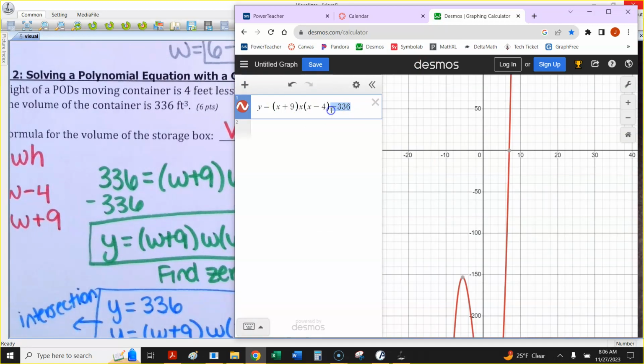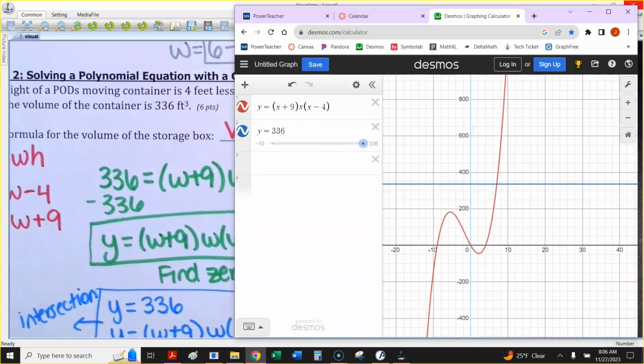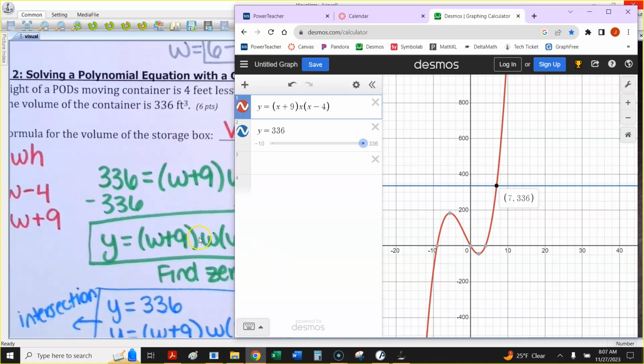So in that case, I would just do my volume formula, and then I would just do y equals 336. And I'm going to have to move this graph a little bit because 336 is going to be a little bit higher than what I had on the screen. And then you'd find the intersection point. And then again, the x-coordinate there is 7, so it's the same answer. It's just a little different way to do it. And in that case, that shows you that the volume's the 336. So whatever is easier or faster for you, that's what I want you to do.